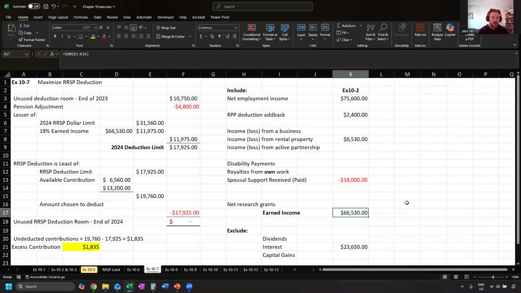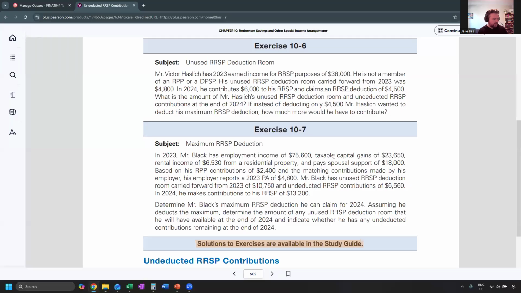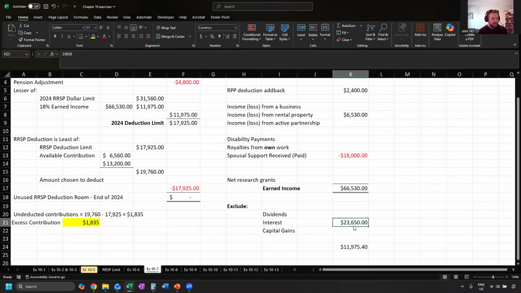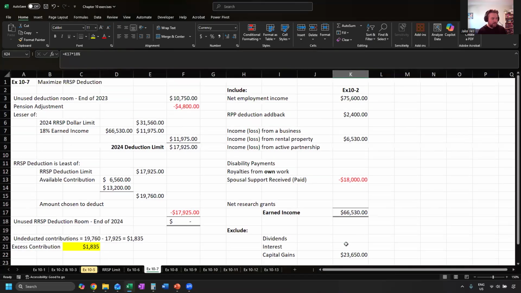We were told there are also capital gains. Taxable capital gains of 23,650, but we're not including that in earned income because it was passive in nature. So taking 66,530, our calculation says our contribution space is 11,975. We'll see this again when we move over. So we've figured out the earned income is 66,530.